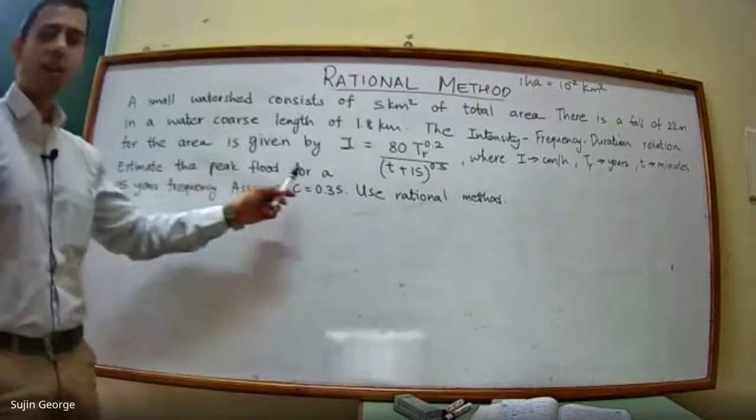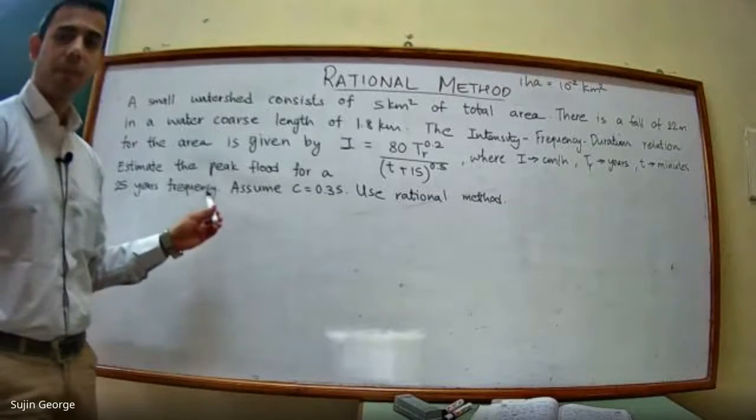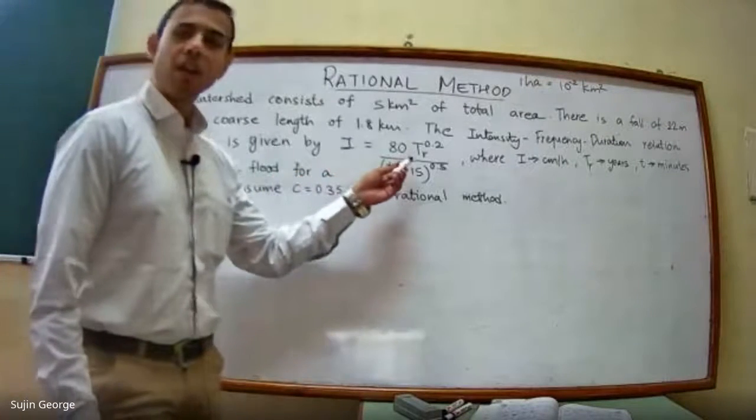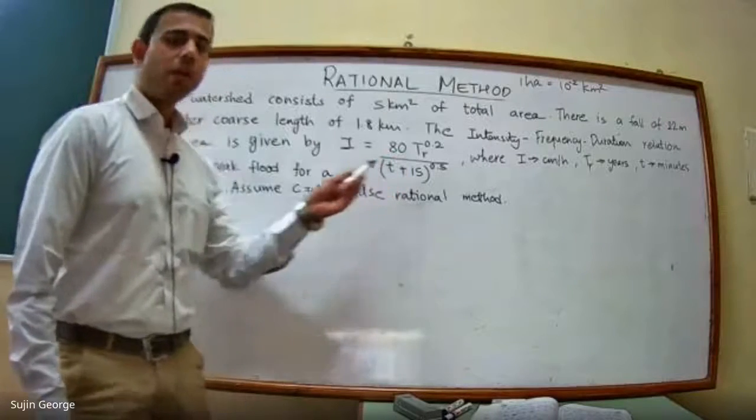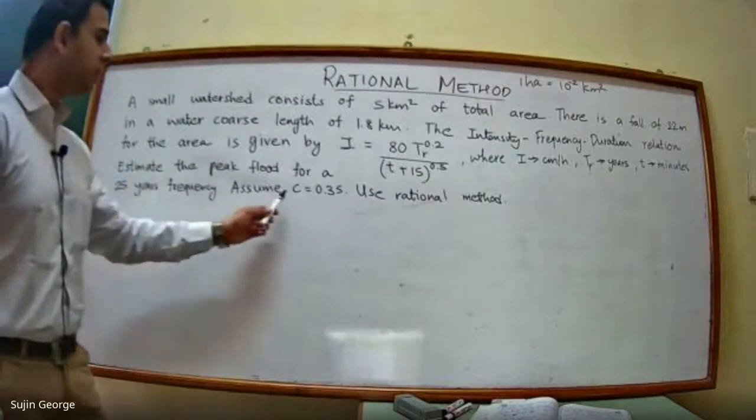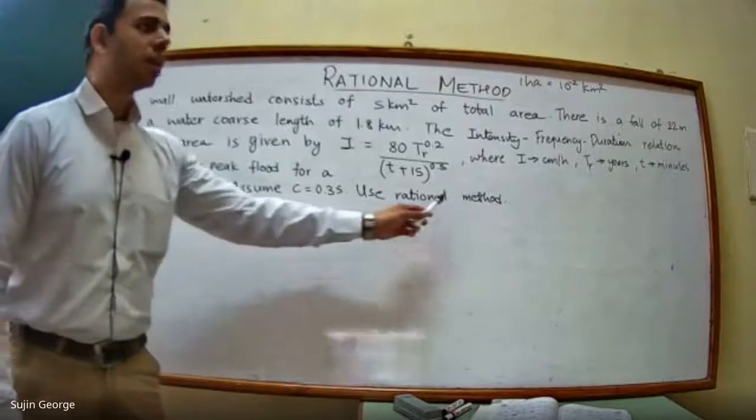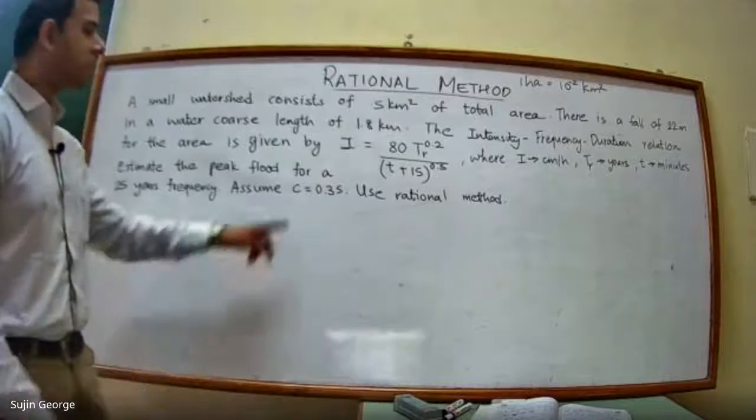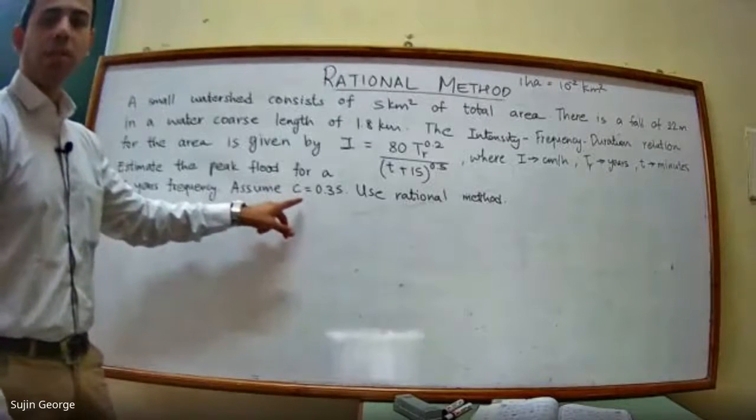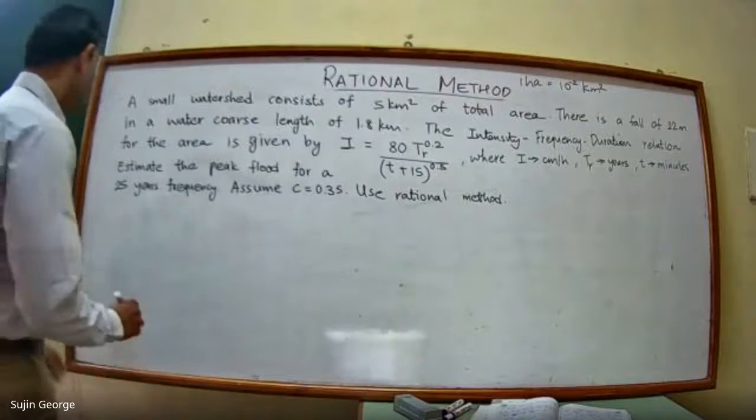Estimate the peak flood for a 25 years frequency. Means here the value of TR is given to you; the value of TR is 25 years. Assume C equal to 0.35. Use the rational method. C is the runoff coefficient, so it is to be assumed as 0.35. So how to solve this problem?